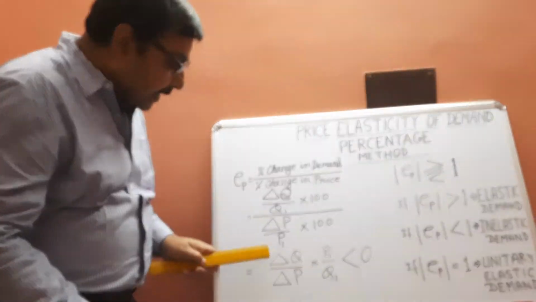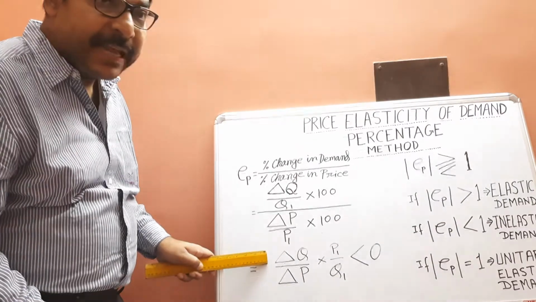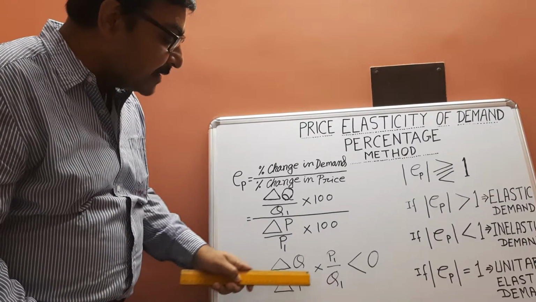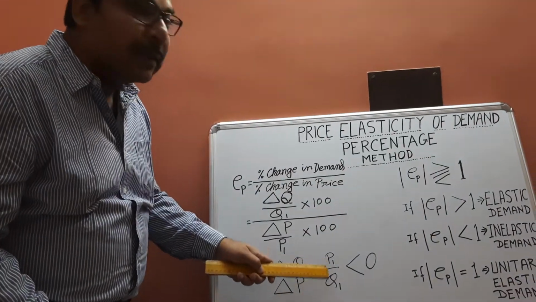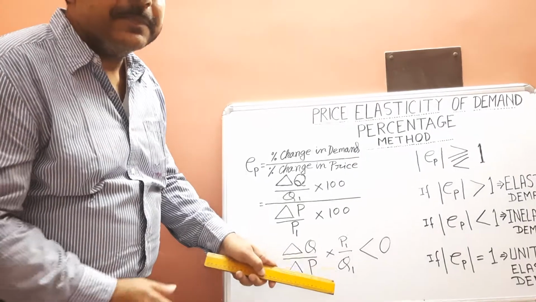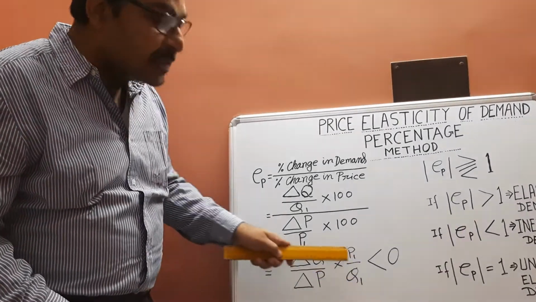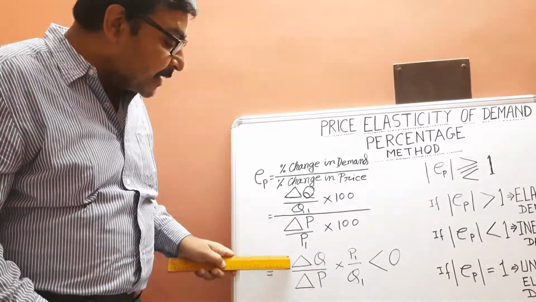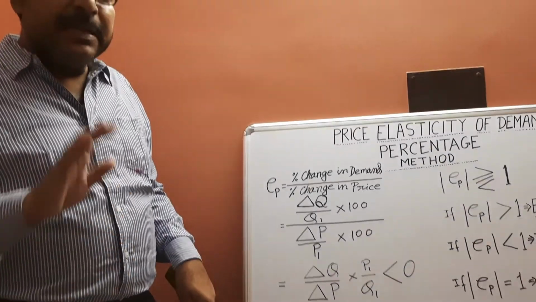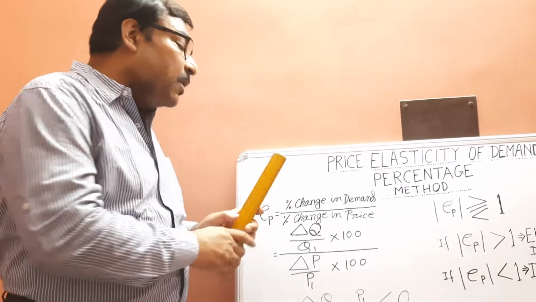What is that formula? Delta Q, that is change in demand, divided by delta P, change in price, into P1 by Q1, initial price by initial demand. So this is the formula. In most cases we will use this formula, delta Q by delta P into P1 by Q1. But in some cases we have to use the original formula.